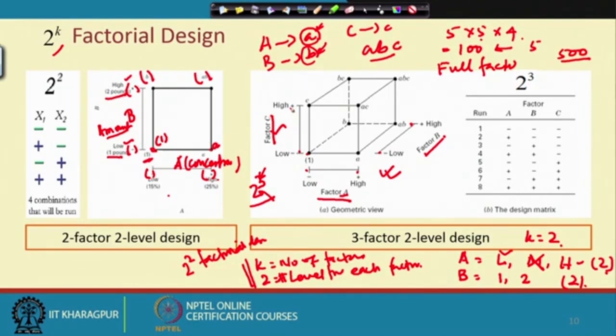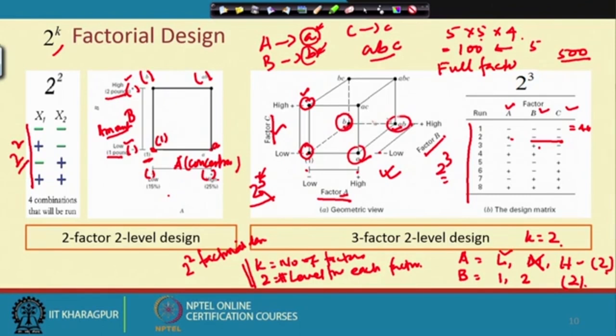How many treatment combinations, or distinct experimental settings, do you have? 8, 2 to the power 3. Here it is 4, 2 to the power 2, because there are 2 factors. So, 1 to 8. Now, what is the first one? When all are at low level, A at low, B at low, C at low. When A is at high level and the other two at low level, this is A. When B is high and the other two low, this is your B. When both A and B are high and C low, this is the setting AB. When C is at high and the other two low, this is the setting C.